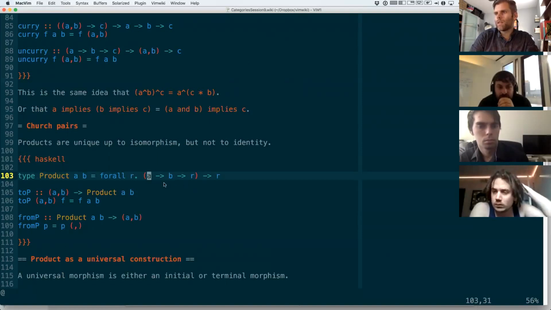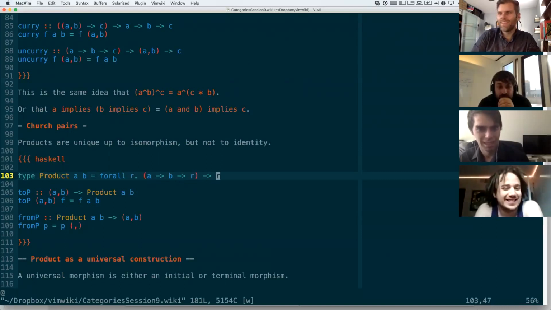So this is saying, if you can give me a process that takes an apple and a banana and gives me a rodent, I can give you a rodent, right? Couldn't think of a fruit that starts with R.